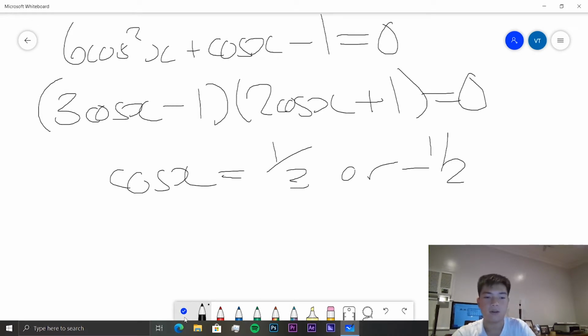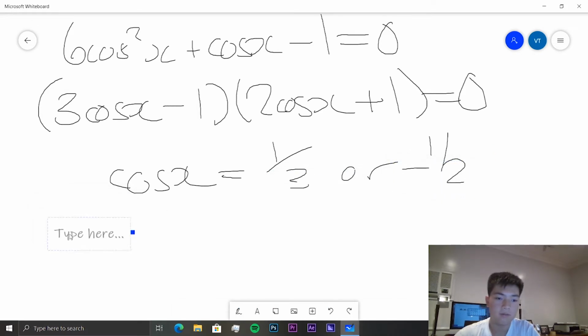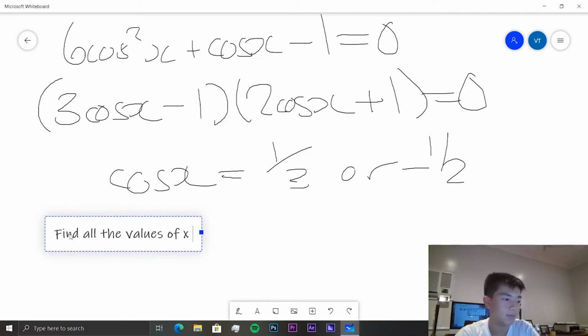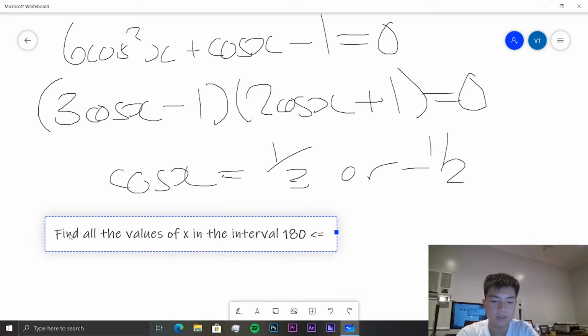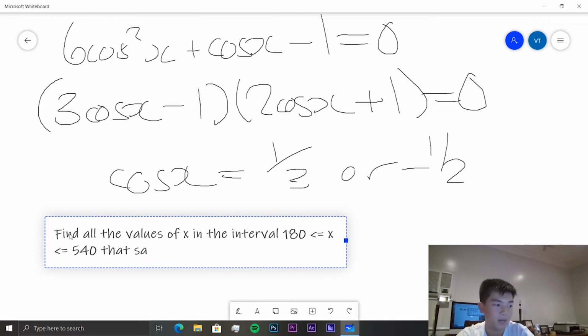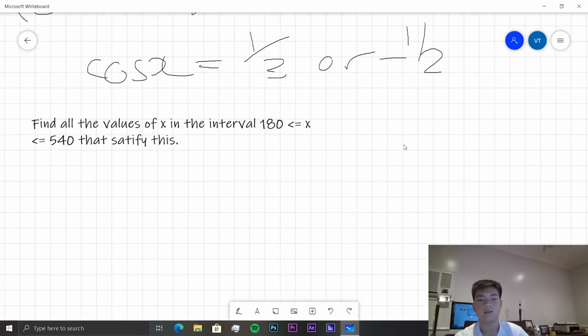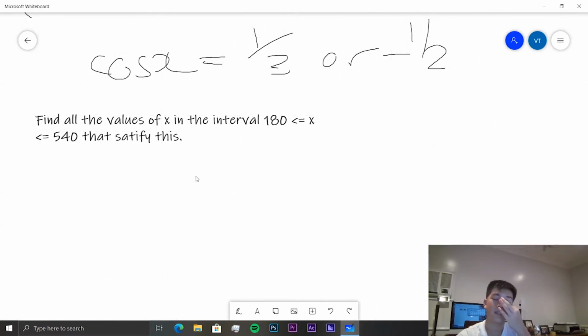So next, part B is we need to find all the values of x in the interval 180 is less than or equal to x is less than or equal to 540 degrees that satisfy this. Okay, so this is pretty simple. Cosine x is 1/3 or negative 1/2.